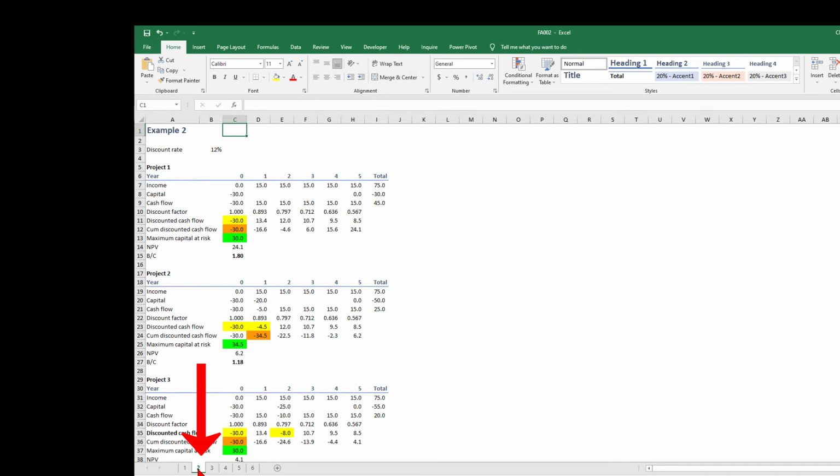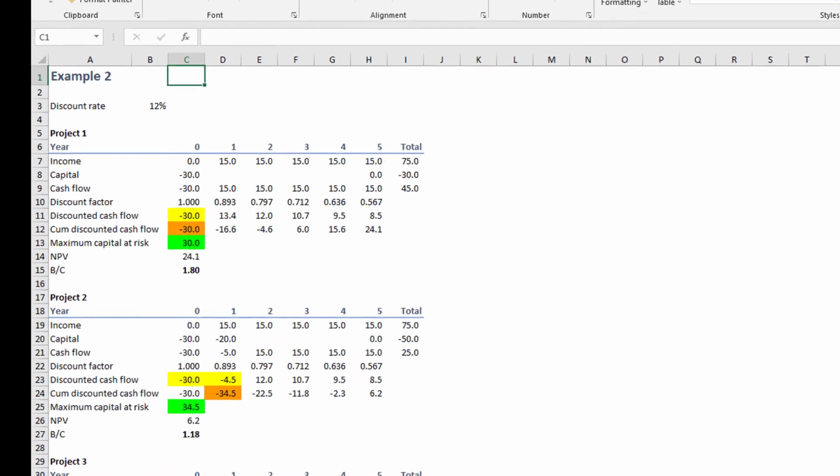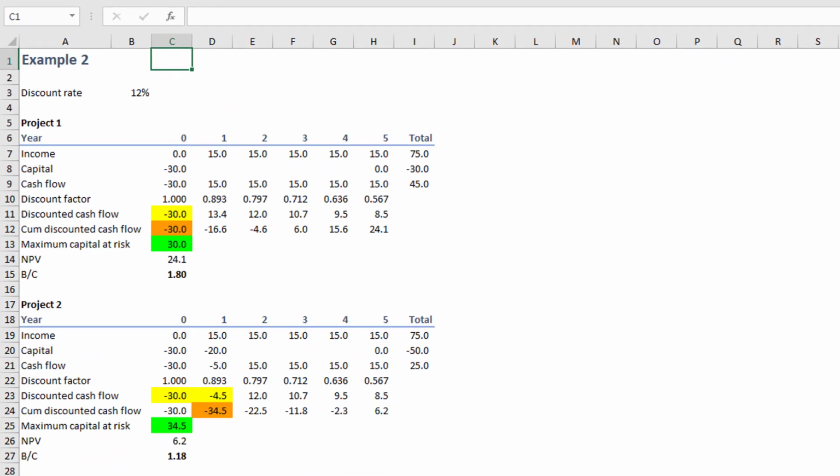Example 2 on tab 2 shows 4 projects with the maximum capital at risk, net present value, and benefit-cost ratio for each project. This example illustrates the challenging aspect of determining the maximum capital at risk by simple inspection rather than by a systematic approach. To illustrate this, the yellow highlights show the years with negative cash flows. The orange highlights show the most negative cumulative discounted cash flows, and these match the green highlighted MCR values.